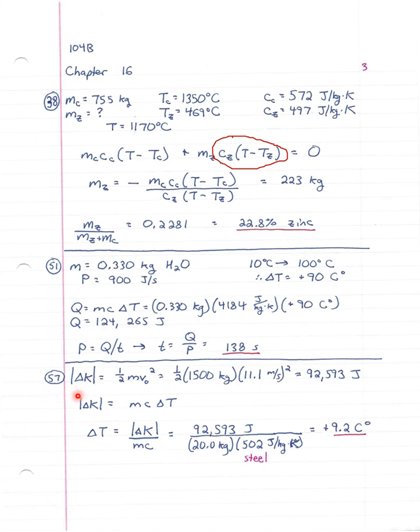Now that loss of kinetic energy is the heat. So you see where my red pointer is. Instead of writing Q equals mc delta T, I just wrote loss of kinetic energy. It's the same thing as Q, mc delta T. And we're going to solve for delta T. Here we have the heat in the numerator. The mass is, remember, 4 times 5 kilograms, so 20 kilograms. And then we look up the specific heat for steel, which is 502 joules per kilogram Kelvin. And we get an increase of 9.2 Celsius degrees.